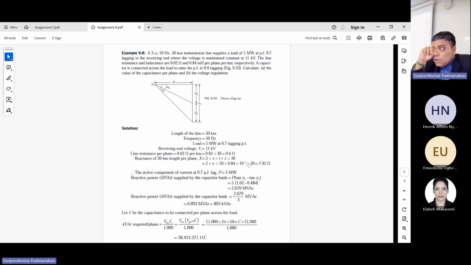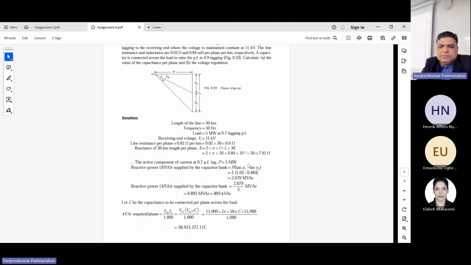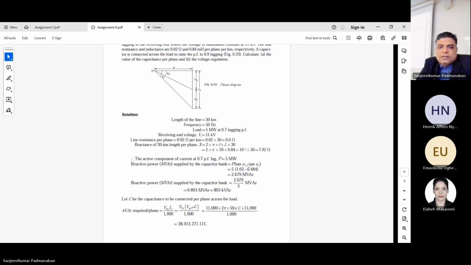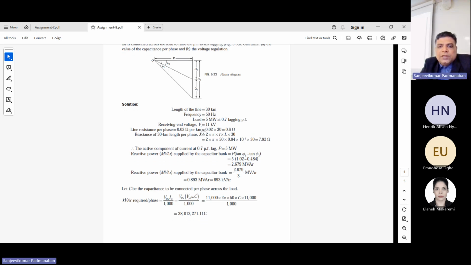Don't ask every time how to calculate phi. I already said phi is your power factor, cos phi equal to power factor. To find phi, take the cos inverse of your power factor. Then you have to take tan. Are you getting 7.92 ohms? Very simple basic problem. 7.92 ohms. Okay.